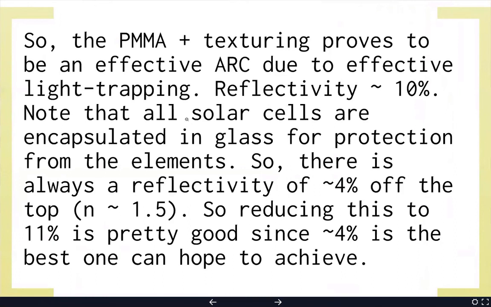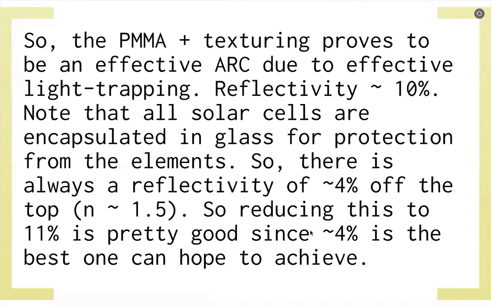We should keep in mind that all solar cells are encapsulated in glass for protection from the elements. So there is always a reflectivity of 4% at the top, because the glass refractive index is 1.5. So reducing this to 11% is pretty good, since 4% is the best one can hope to achieve. This refers to the fact that the textured silicon with PMMA on top gives you about 10-11%. So that's what we are comparing.